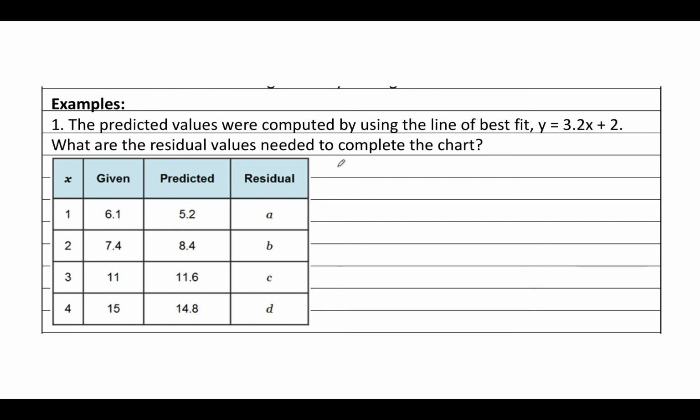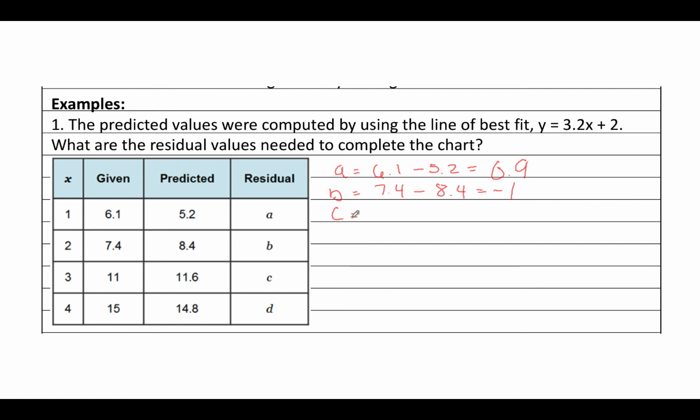our given value is 6.1 and our predicted value is 5.2. So 6.1 minus 5.2 is 0.9. Okay, for B, our given value is 7.4 and our predicted value is 8.4, and 7.4 minus 8.4 is negative 1.